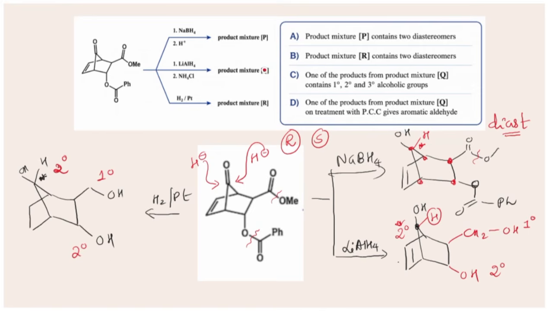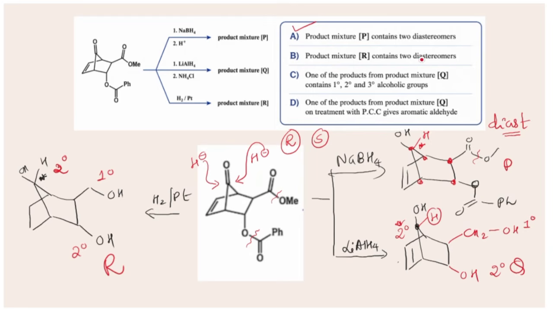Okay, so what are the products? P, Q, R. This is P, this is Q, and this is R. Let's verify the options. Product mixture P contains two diastereomers. Yes, that is true. We have already established it. So option A is correct.